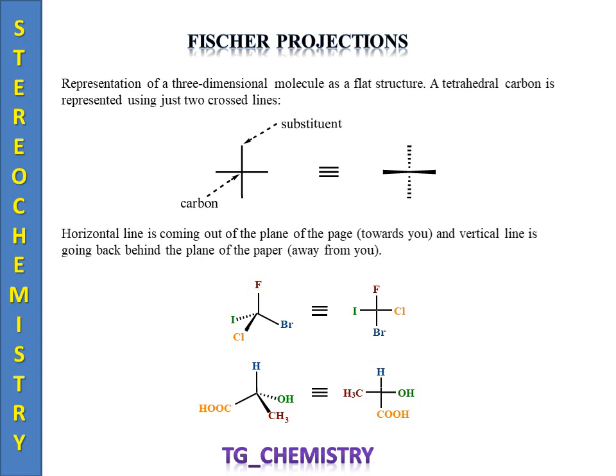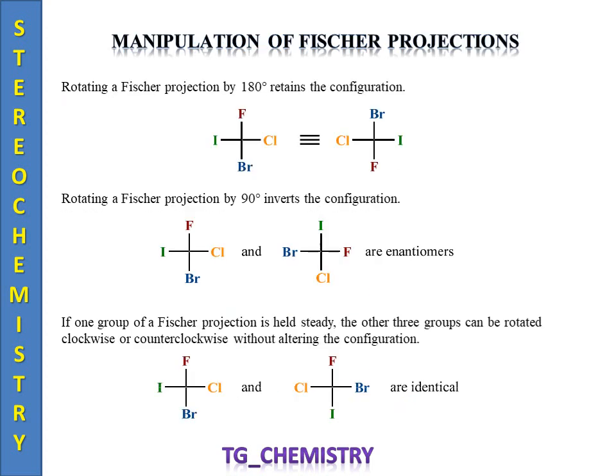Now what I prefer is that I take the groups as clockwise, and when I put them into the Fischer projection formula, I put them in the anti-clockwise fashion. Next comes the manipulation of the Fischer projection. How do we do that?